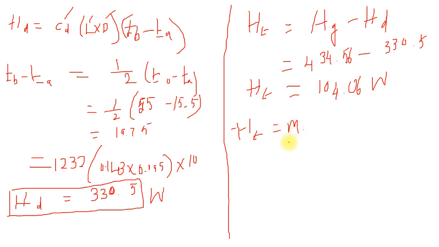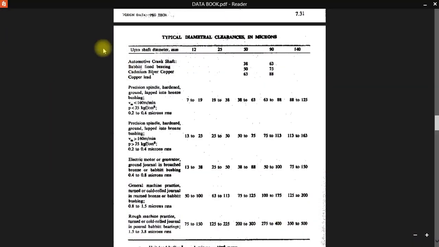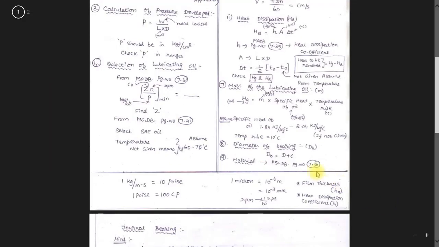Similarly, I can write this HT value with the formula m into S, which is the mass of the oil and the specific heat of the oil, into the temperature difference. The temperature difference value is given in the problem. The HT value we have already found, 104.06. If the specific heat of the oil is not given, you can consider a value in between 1.84 kilojoule per kilogram degree centigrade or 2. With that range you can take any value.